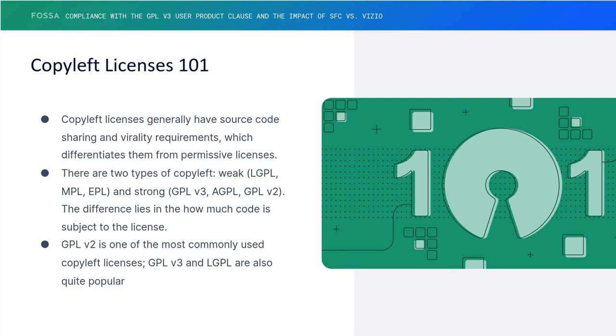So that could require you, even if you haven't modified the open source code itself, if you incorporate that unmodified open source code into your product, or if you maybe even link to a library that's licensed under that strong copyleft license, your entire proprietary product can be required to be licensed under the terms of the strong copyleft license and then require you to provide the source code for that.